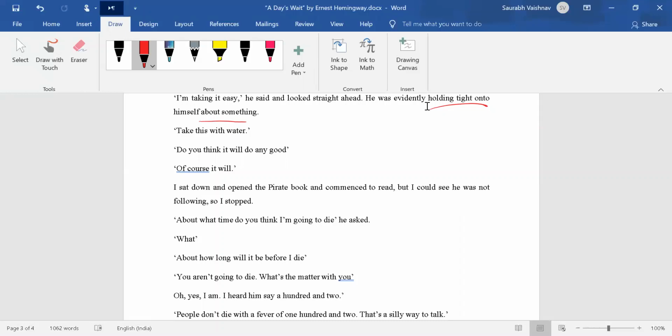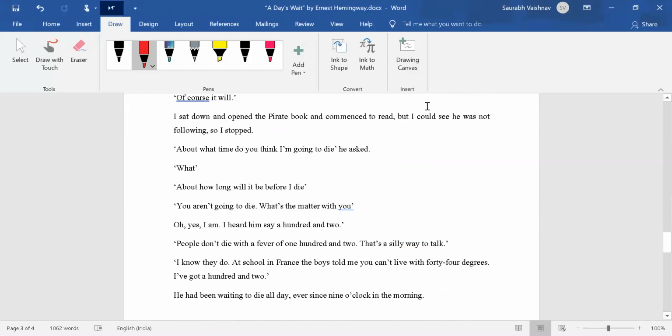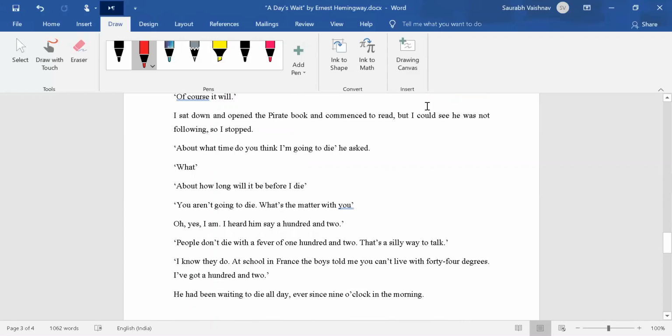I sat down and opened the pirate book and commenced to read. But I could see he was not following, so I stopped. So father again started reading the storybook, the pirate book, and the father saw that Shards was not following. Pirate book. Pirates meaning the sea thieves.